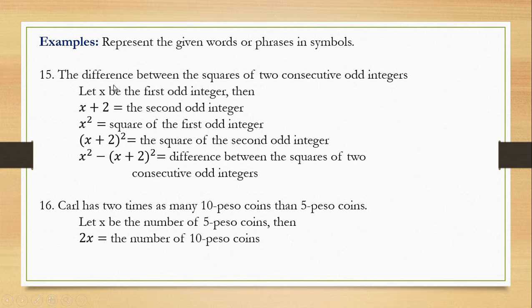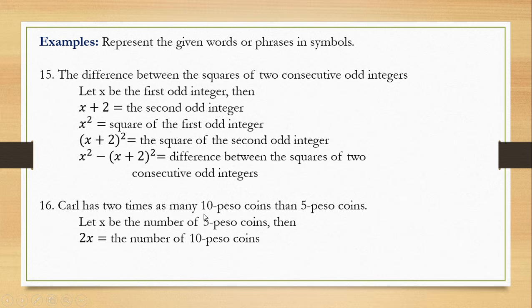Okay, next, we have the difference between the squares of two consecutive odd integers. Let x be the first odd integer, then x plus 2 will be the second integer, and x squared will be the square of the first integer. And then x plus 2 squared will be the square of the second integer. So x squared minus the quantity x plus 2 squared will be the difference between the squares of two consecutive odd integers.